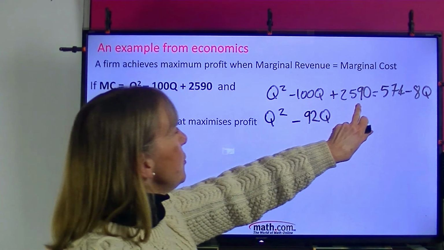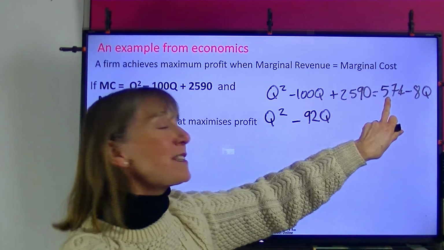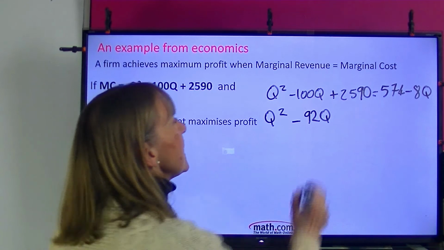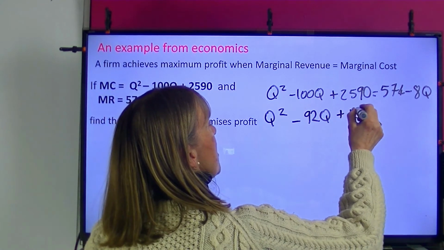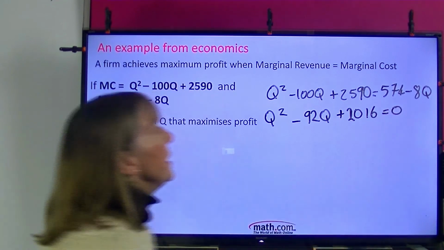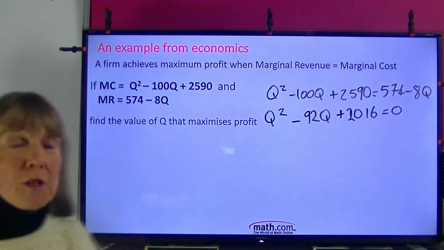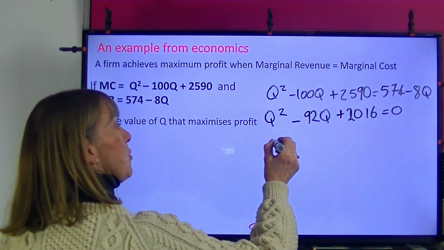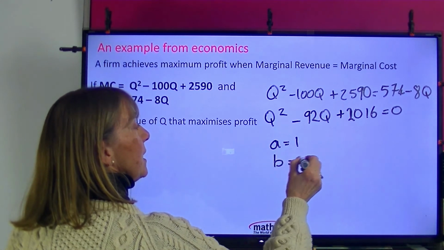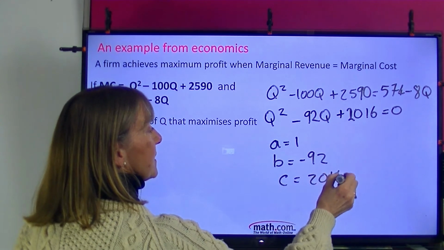And we've got this 2590, and we're going to bring this over to the other side, and that's going to make that negative, so we're going to subtract it from that. And I think that's going to give plus 2016 equals 0. So it's now in the form that we want. We've got our three terms equal to 0. So we can see that solving this equation, we're going to have A equals 1, B equals minus 92, and C equals 2016.